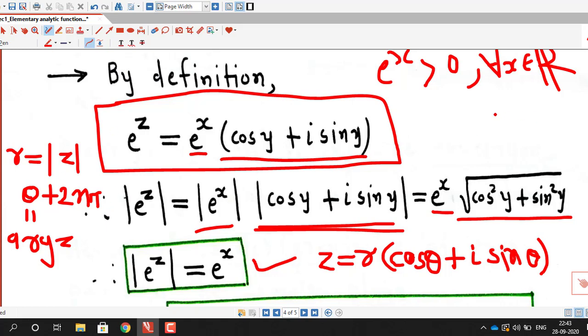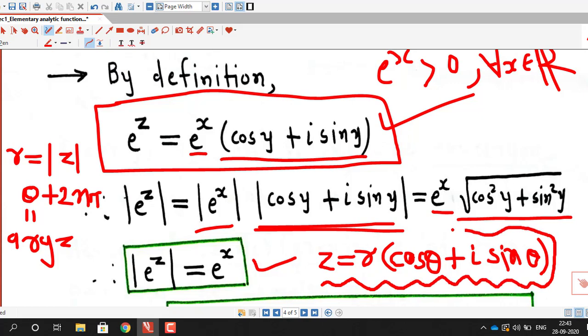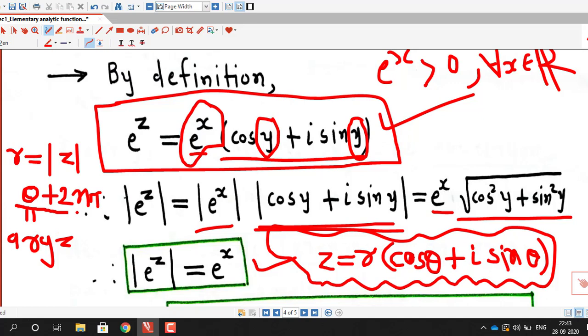So if you compare this expression with this expression, z equal to r into cos theta plus I sin theta, so instead of z we have e raised to z, instead of r we have e raised to x, and instead of theta we have y. So if z is r into cos theta plus I sin theta, argument of z is nothing but theta plus 2n pi, where n is any integer.